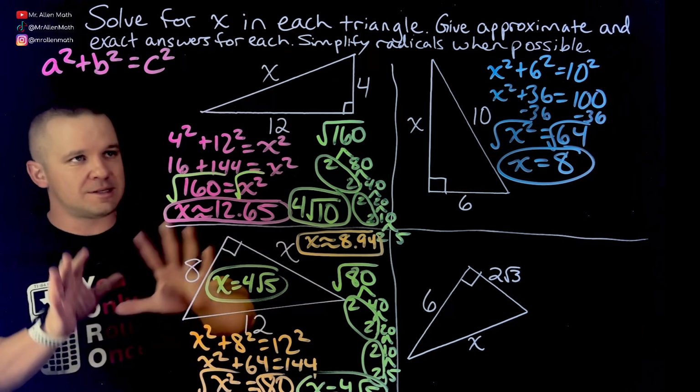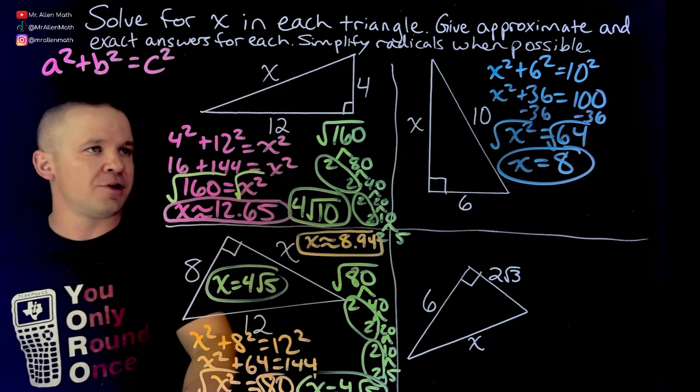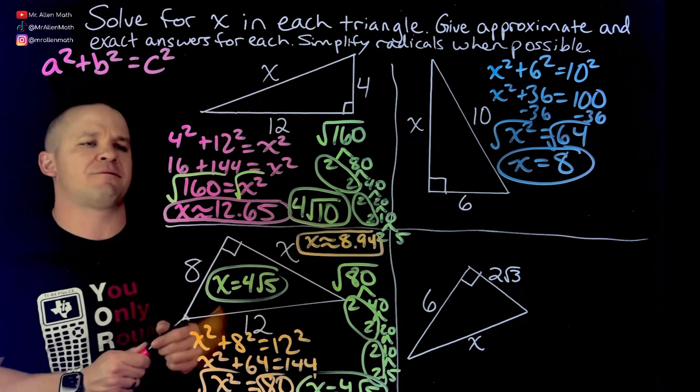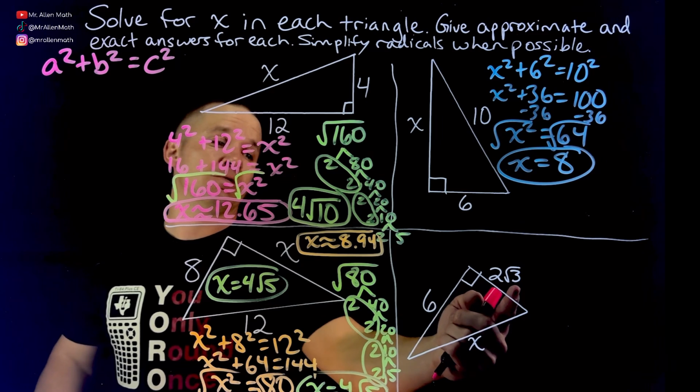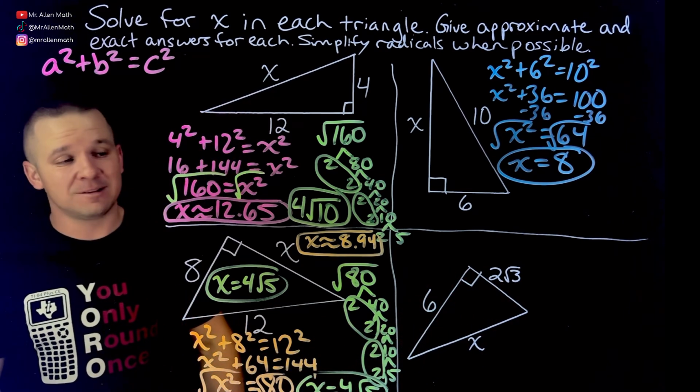One more example, guys. This is a loaded Pythagorean theorem problem. It's exciting stuff, I know. Last one. Whoa, I got a 2 root 3 here, man. What's up with that?